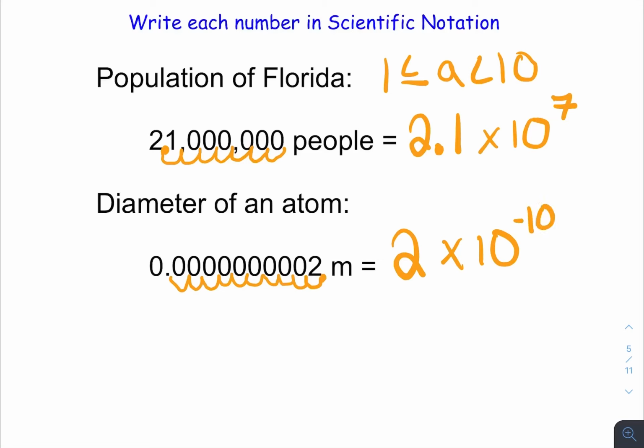So key thing to notice: positive values mean that I move my decimal place to the right. Negative values mean I'm moving my decimal place to the left.